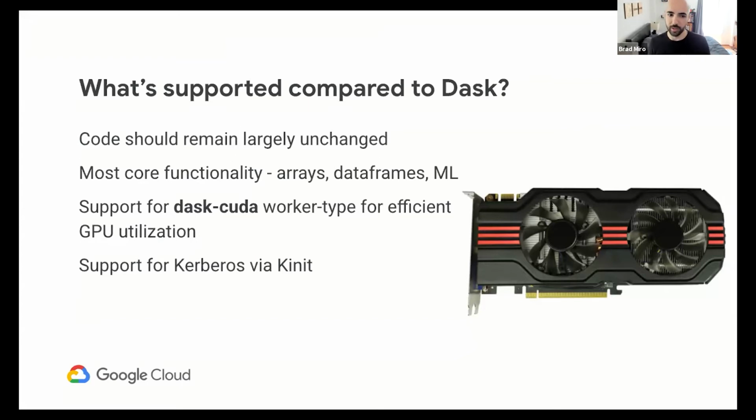And I mentioned GPUs earlier. There is the ability to maintain the use of GPUs and tools such as Rapids using the Dask CUDA worker, which allows you to do efficient GPU utilization. And I know several folks on this call have either contributed to or maintained it or have used it before. And then you can also use Kerberos on your Dask Yarn cluster using a tool called kinit.